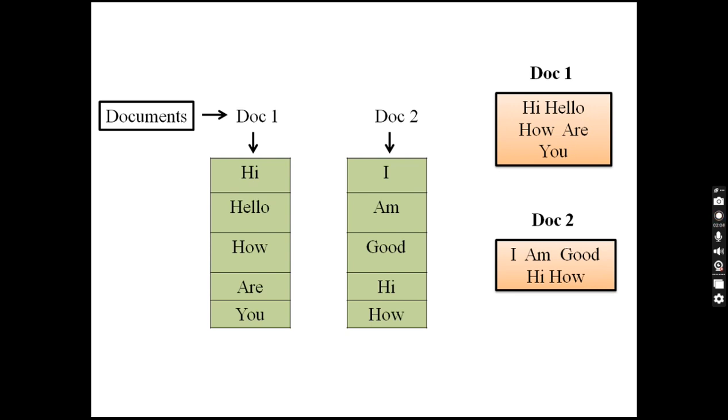In case of forward indexing, we map with respect to documents. That is, we prepare the indices with respect to documents, whereas in case of inverted indexing, we prepare the indices with respect to words.